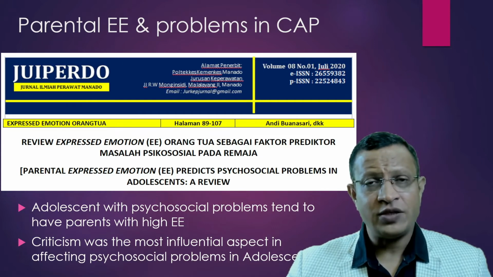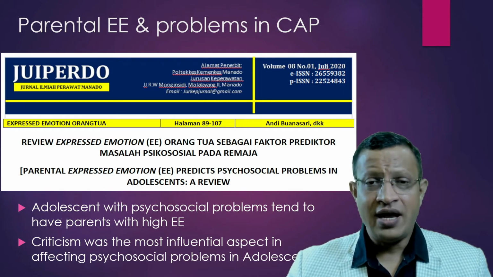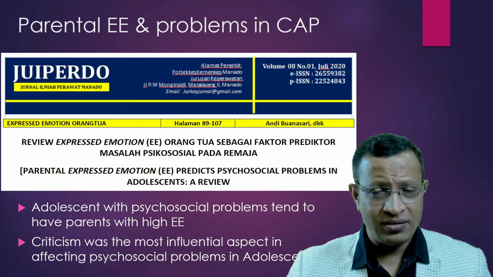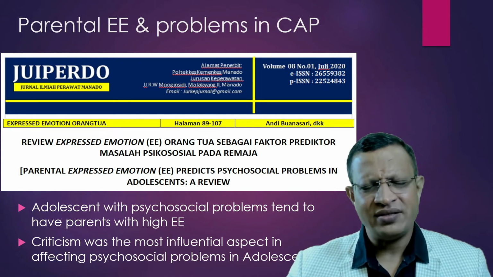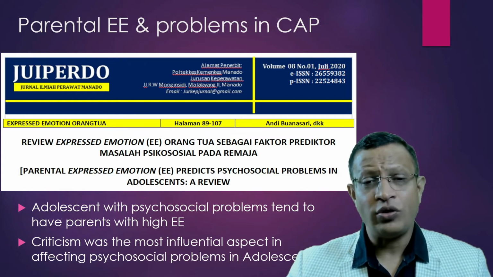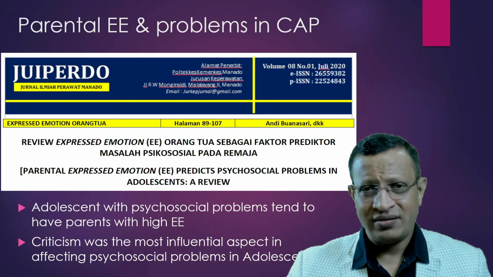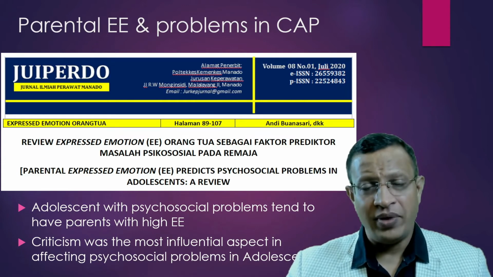This was parental expressed emotion and psychosocial problems in child and adolescent psychiatry. There was a review, and they found that adolescents with psychosocial problems tend to have parents with high expressed emotion. That means if there is a high expressed emotion in parents, the children will have various psychosocial problems. And they found that criticism was the most influential aspect with regard to affecting psychosocial problems in adolescents. That means there is a need to do family intervention, especially in high expressed emotion parents.